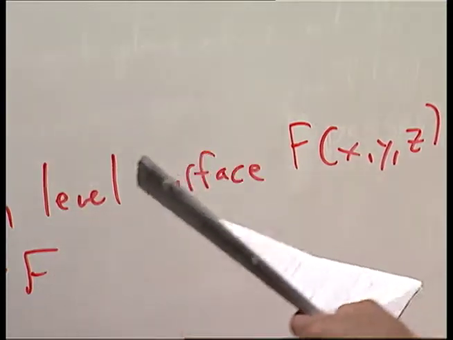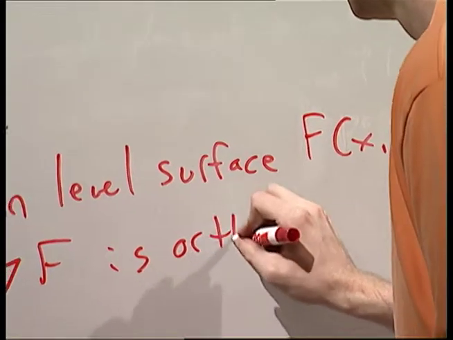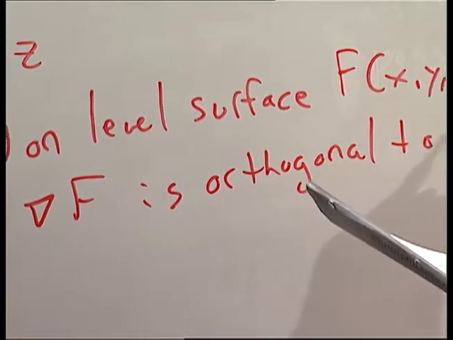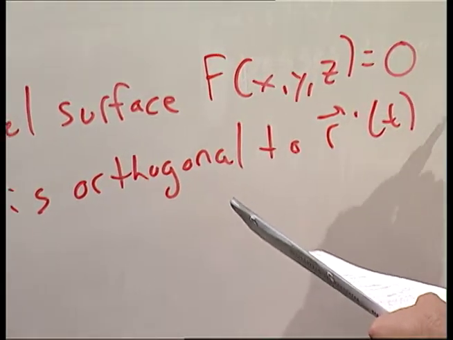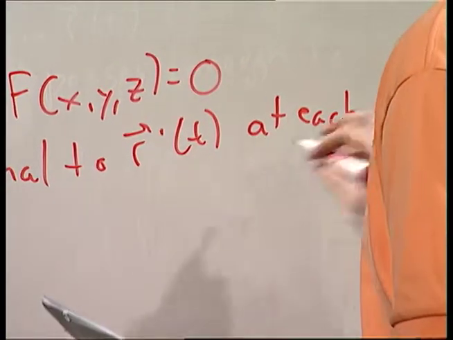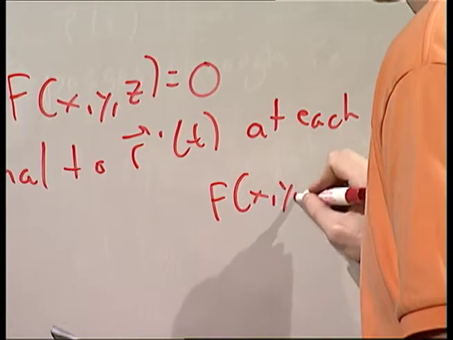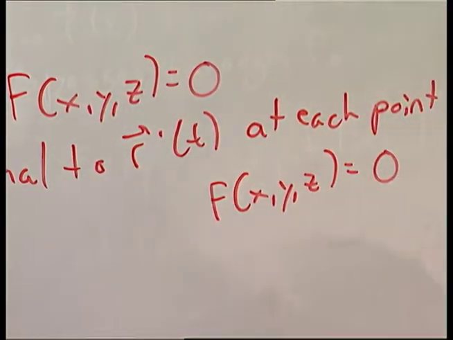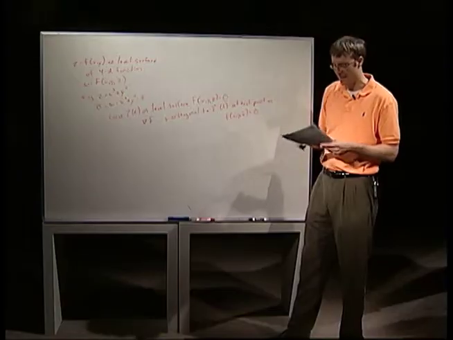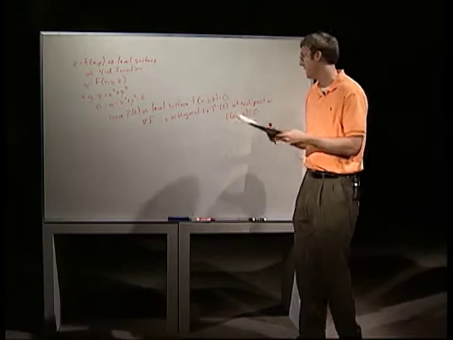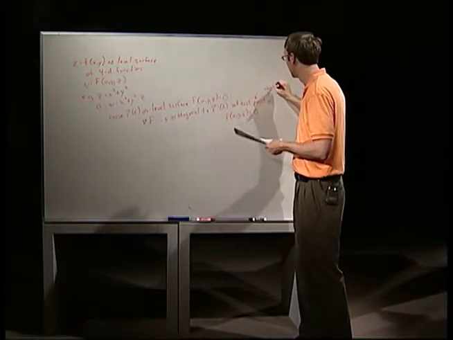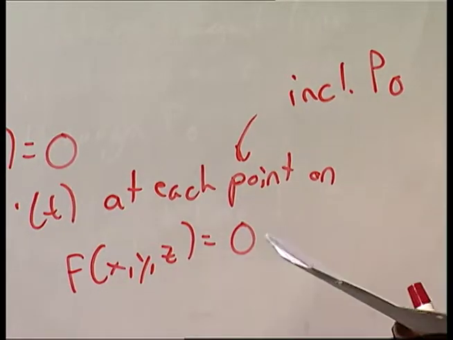So this gradient is orthogonal to r prime at each point on the level surface. Right? In other words, the gradient here is orthogonal to this vector. That's the same thing we had in the last section. And this each point, that includes p naught, right? So including p naught, right?